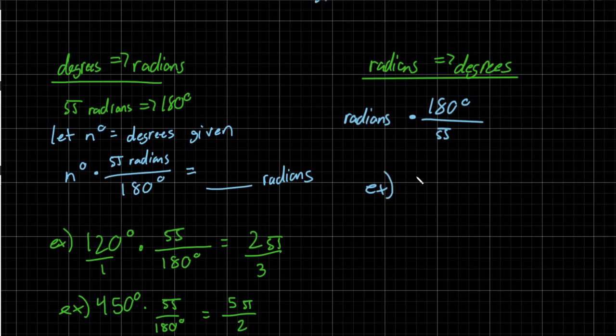So let's go backwards. We had 11 pi divided by 7, right? That's in radians. Okay, how do I convert it back into my degrees? What do I multiply it by? Okay, 180 degrees divided by pi. Can I simplify this right now? Yep, what can I get rid of? Yep, get rid of pi.